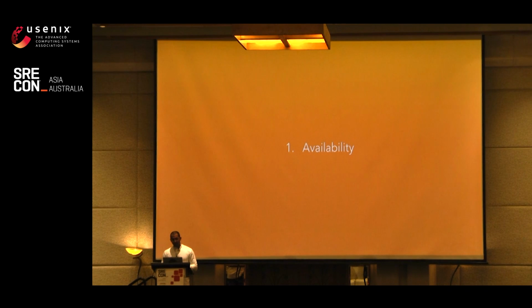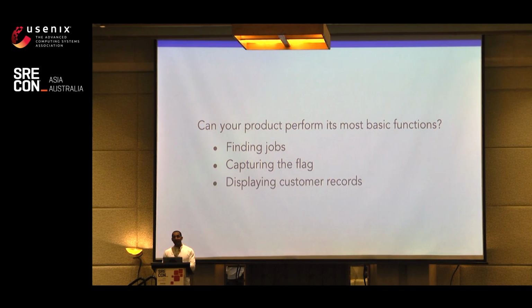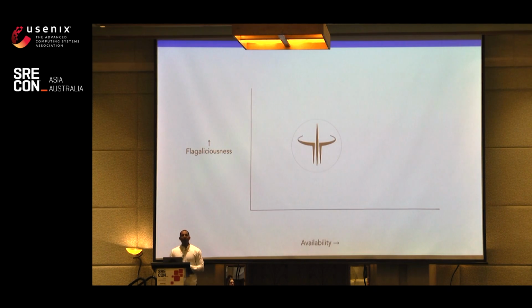So availability is easy. It's can your product perform its most basic functions? In Indeed's case, that's finding jobs for job seekers. For Quake 3 Arena, it might be capturing the flag. And then for Tenfold, it's displaying customer records. Let's look at Quake. We resolve user happiness down to flagalicious. And the measure that we're looking at here is availability.